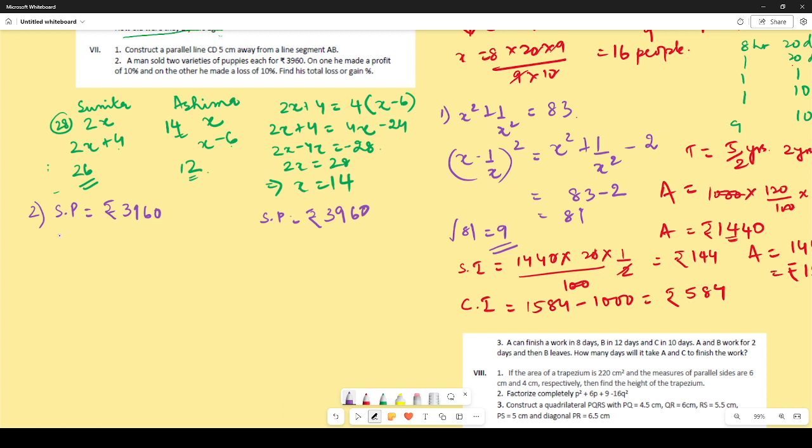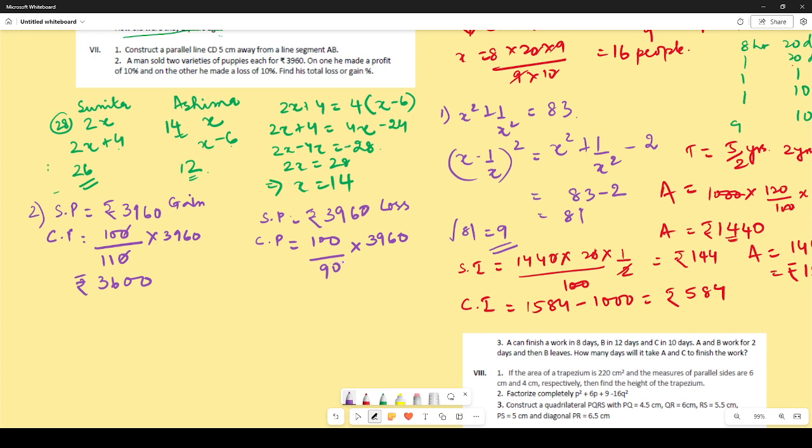What is the total CP over here? So what is the formula for CP? CP is equal to 100 by 100 plus profit percent into SP 3960. Over here the CP will be, now let us say this is gain and this is loss. This is the puppy he sold on gain and this is the puppy he sold on a loss. So over here the CP would be what? 100 by 90 into 3960, right? So when you solve this, what is it that you get over here? Here the CP comes to rupees 3600. That is the CP.